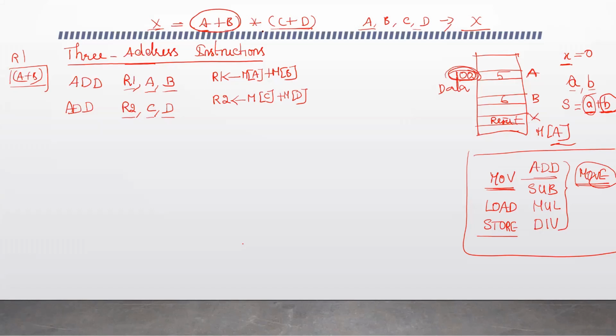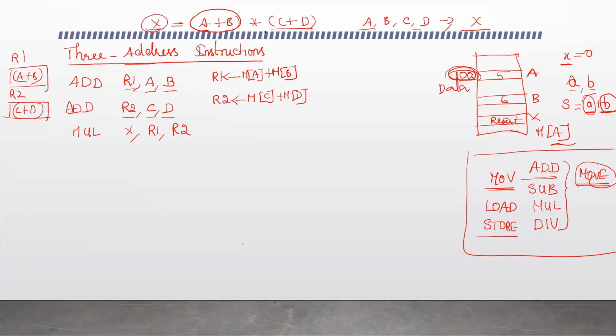Now the third part of the instruction is to multiply these two, A plus B and C plus D. So the third instruction is MUL, the instruction for multiplication. The result of A plus B is in R1, and register R2 has C plus D. Now these two are multiplied, so multiply R1 and R2. And where do we need to store the result? What could be the first address? X. The result needs to be stored in X.